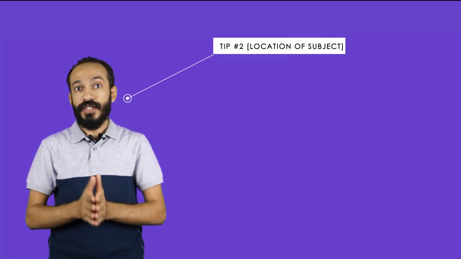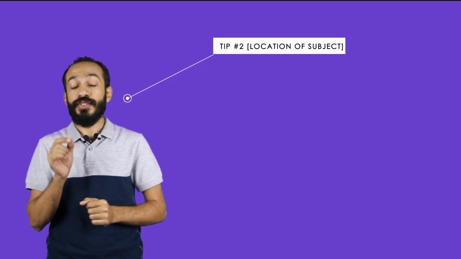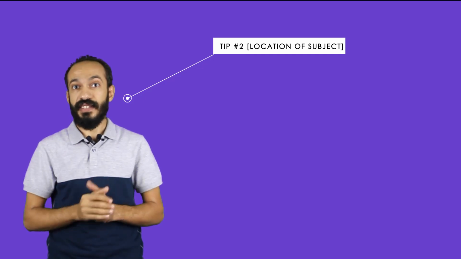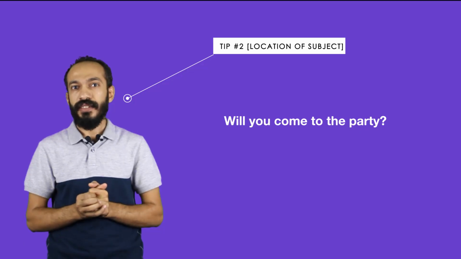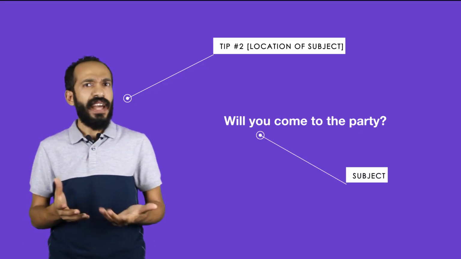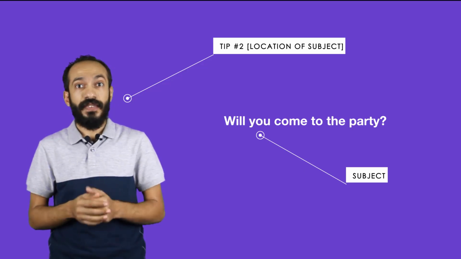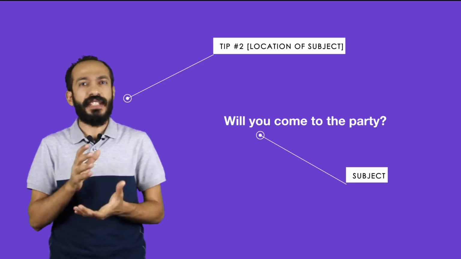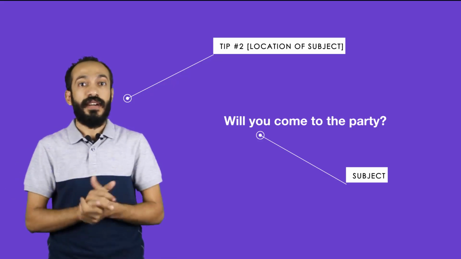Tip number 2. The sentence always starts with the subject, but sometimes the subject could be in the middle of the sentence, especially in questions. Will you come to the party? Who's the subject here? It's not obvious, well, it's you. But how? We thought we always start the sentence with the subject. That's fine, but in the form of a question, expect to find a verb or a helping verb before the subject of the sentence.